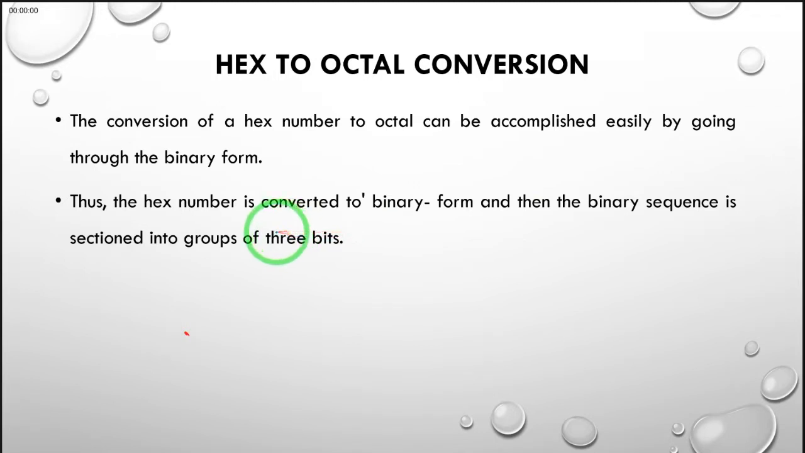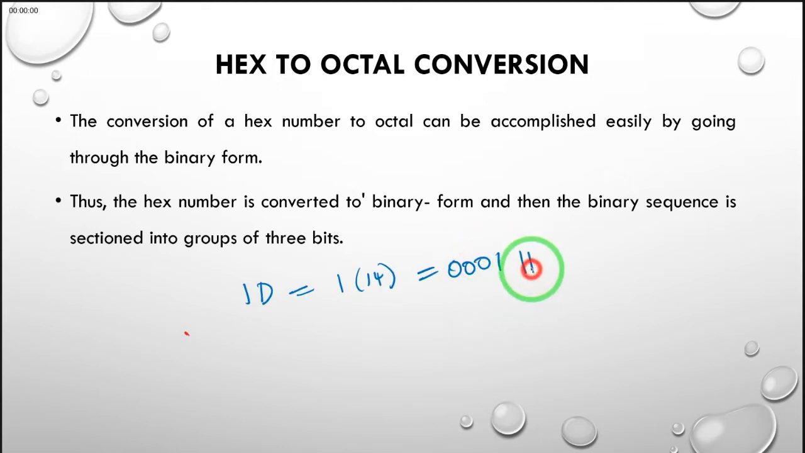So this is the easiest route. Say you have a hexa number, say 1D. 1D is equivalent to 1 and 14, and you use 4 digits to represent each of these: 0001, representing 1, and 14 is represented by 1110. So this is your binary equivalent.